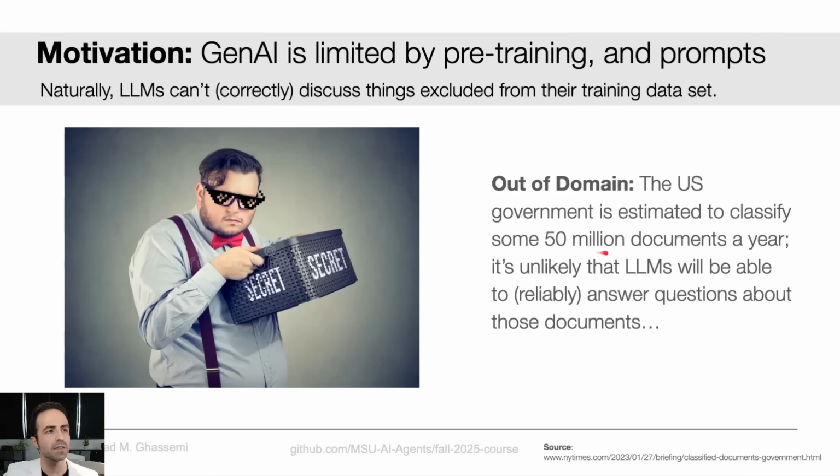Okay, one example of that is documents that are classified by the US government. It's estimated this is some 50 million documents a year that LLMs are not going to be able to reliably answer questions about. This doesn't include all of the documents that discuss trade secrets in the context of companies or strategies that businesses might use to beat their competitors and so on. So none of this is to diminish, of course, the incredible value that AI and LLMs bring, but it is to say that they don't know everything, right? Because they can't see everything.